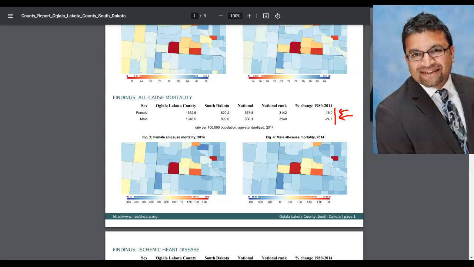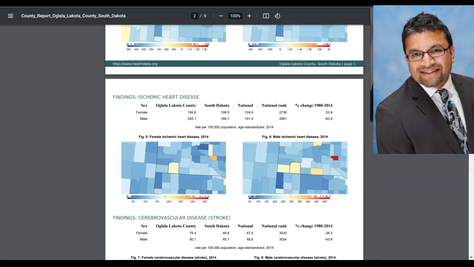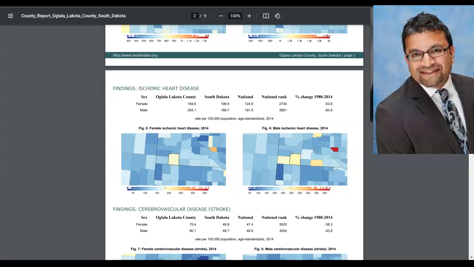So again, to understand what that means, in this situation, a decrease in all-cause mortality, in fact, is a good thing. So understanding directionality and understanding if that's an improvement or actual worsening of the symptoms. So looking here and scrolling down, we can also take a look at ischemic heart disease, which even though it has gone down, still is higher, especially among males. So that's something that is important to note.